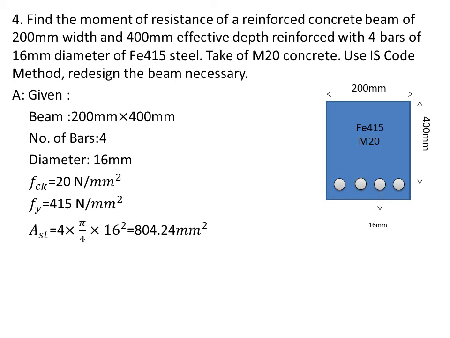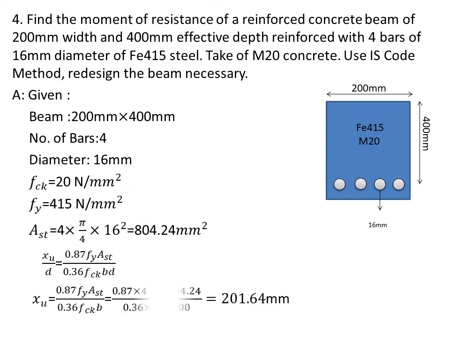We multiply the area of one steel bar by the number of bars and we get the area of steel provided, which is to be used in the xu by d equation, that is the neutral axis depth by the effective depth of the beam. That is xu by d is equal to 0.87 fy Ast by 0.36 fck b d, and xu's value after substituting is 201.64 mm.